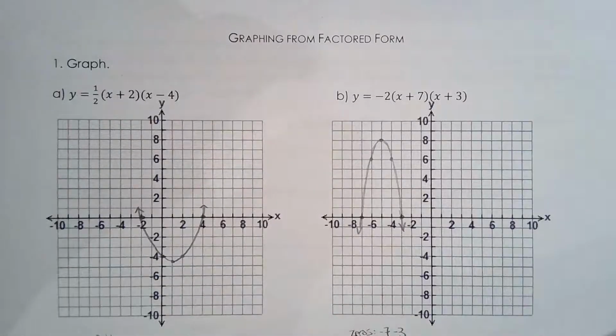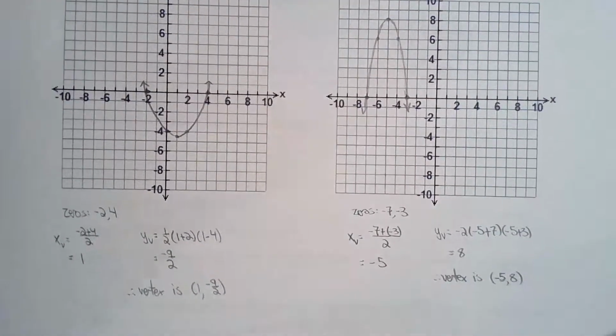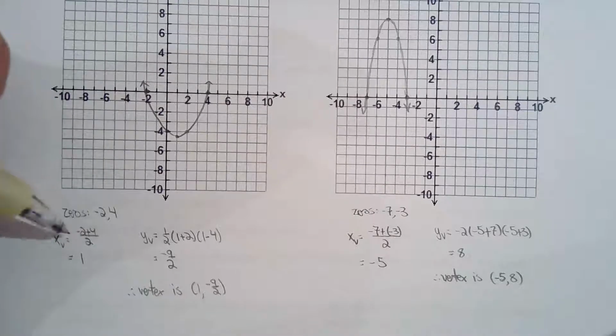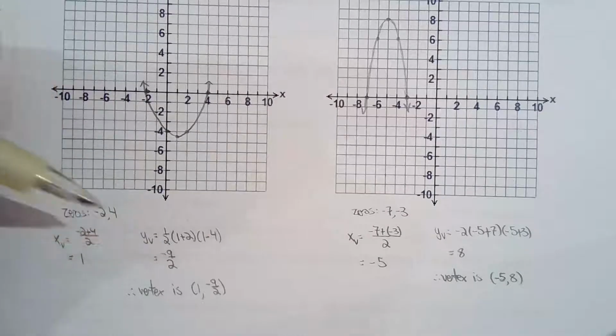In this homework sheet, we are graphing from factored form. So what we have here are the zeros. We wrote down the zeros. We average the zeros to find the x-coordinate of the vertex, and this averaging makes sense based on the symmetry of the parabola. And once you have the x-coordinate, you can use the equation to find the y-coordinate, because with any x, you can solve for any y.